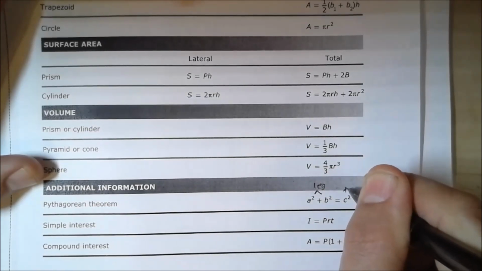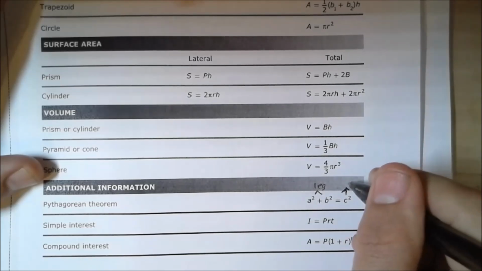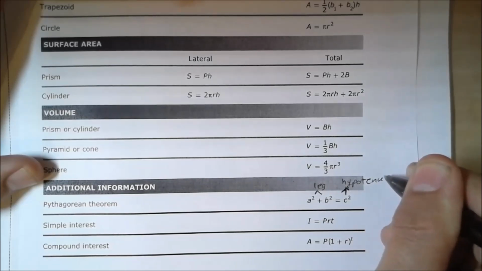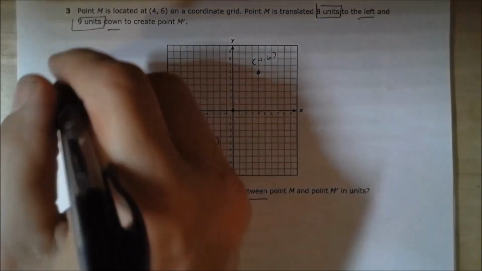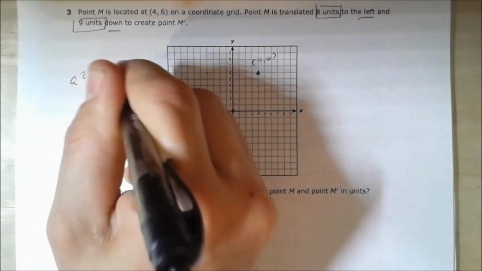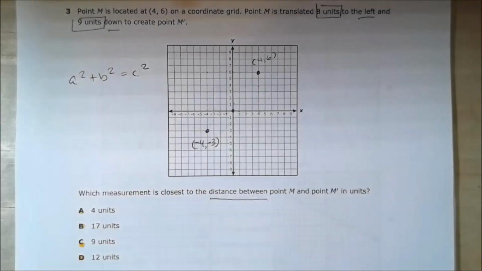And that c is always the one that we draw that arrow to from the corner of the right angle. And that's going to be your hypotenuse. It is the longest side of the triangle. So let's go ahead and write that down. We are going to be using a squared plus b squared equals c squared.